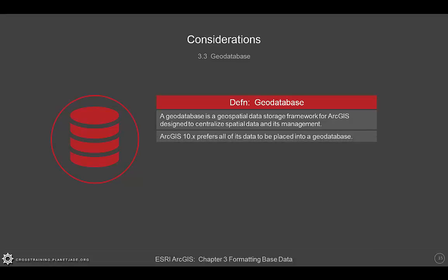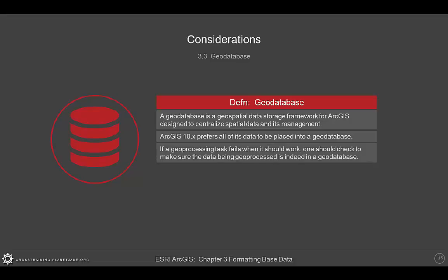ArcGIS 10.x, so version 10 on forward, prefers all of its data to be placed into a geodatabase. If you're working on a geoprocessing task and it keeps failing when you know it should work, one thing that you could check for is to make sure that the data that you're trying to geoprocess, its source data and its destination, where you're going to save the results, is indeed in a geodatabase.